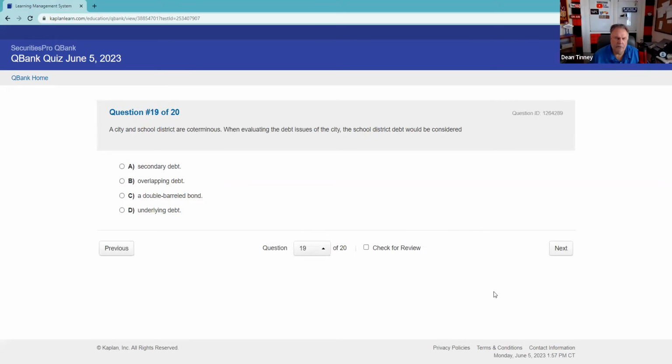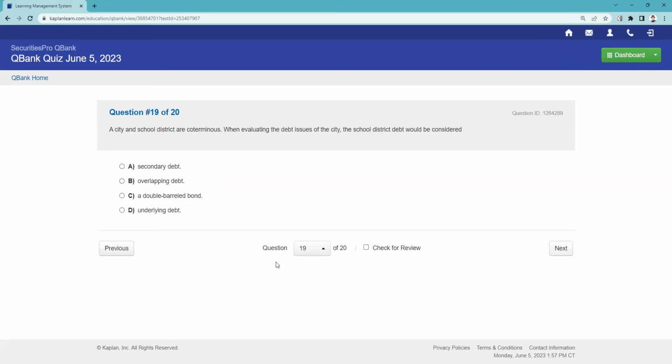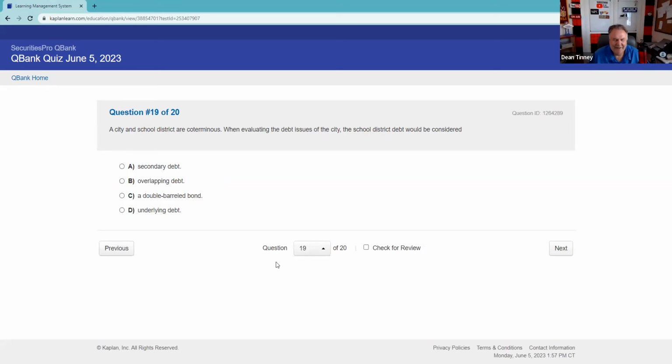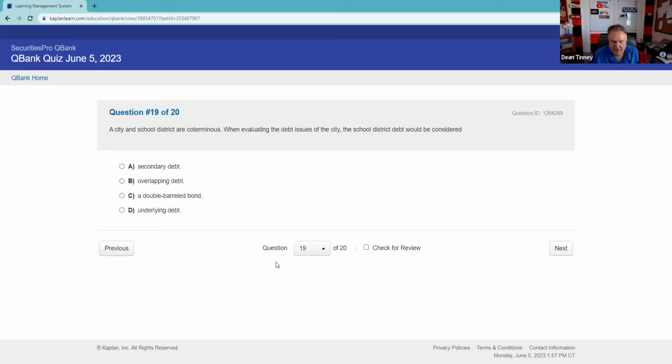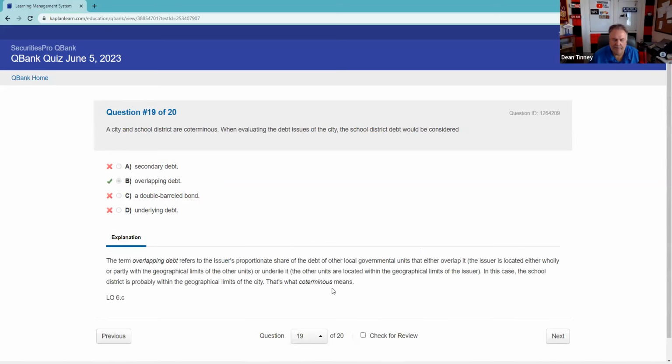A city and school district are coterminous. When evaluating the debt issues of the city, the school district debt would be considered. Double barreled, no, I think overlapping. Yeah, overlapping, right? They're two or more taxing agencies. You should still feel pretty good. This performance has been very, very good. So, I'm not worried about you, but it's not double barrel, it's overlapping. And that too is testable. That's what coterminous means, living together.